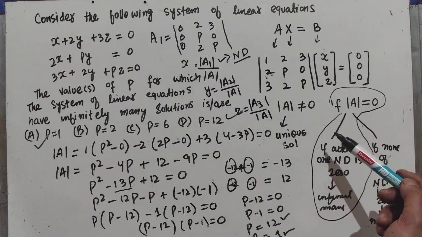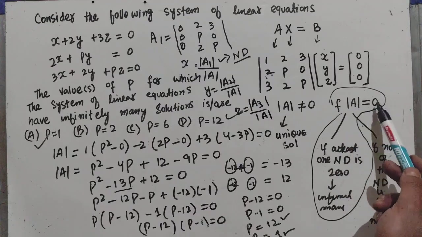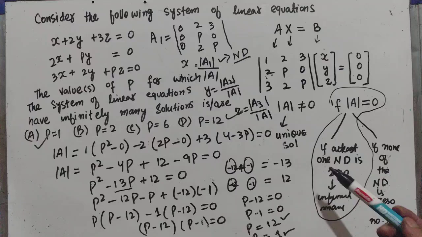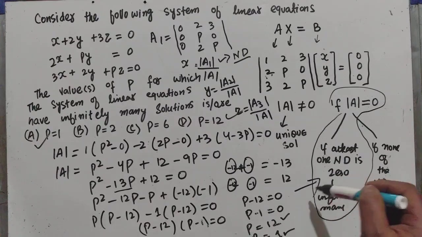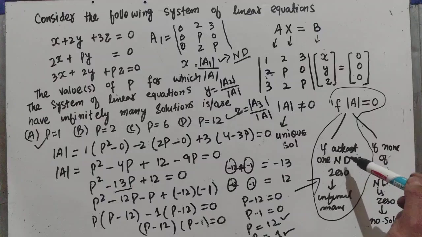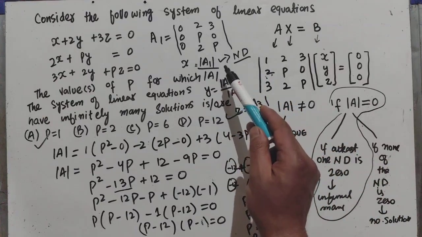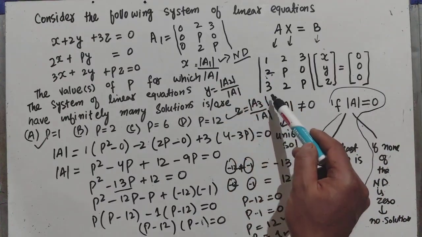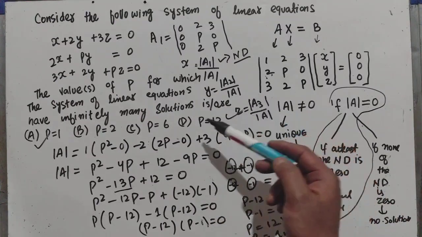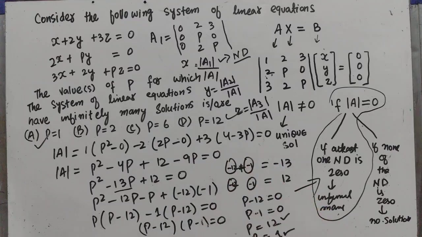So for infinitely many solutions, we should have two conditions. First, the determinant should be equal to 0. That is, we are done with the question, but I am explaining what is meant by the numerator determinant. So if at least one numerator determinant comes out to be 0, then we will have infinitely many solutions. We don't need to solve it further because we got the two values for which the given system of equations has infinitely many solutions. Okay.